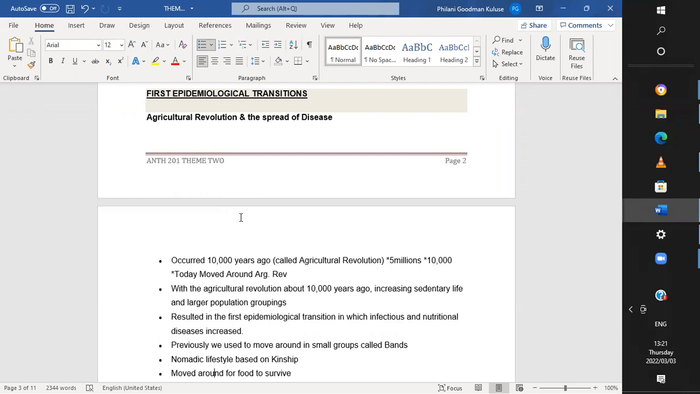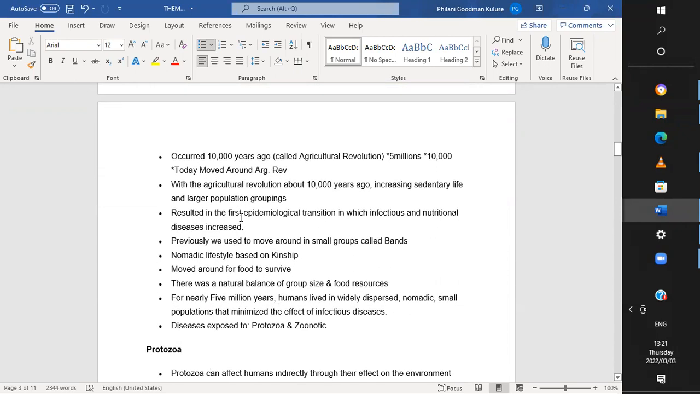Looking at how it happened, we would read the below. It occurred 10,000 years ago, called the agricultural revolution. Agriculture introduced the land use element, domestication of animals, and the use of land as a resource, as part of the system by the households. With the agricultural revolution about 10,000 years ago came increasing sedentary life and larger population groupings. Remember, I said to you, environmental changes are accompanied with disease and illness. The evolution from hunters and gatherers society to agricultural society was accompanied with many sicknesses, with many illnesses.